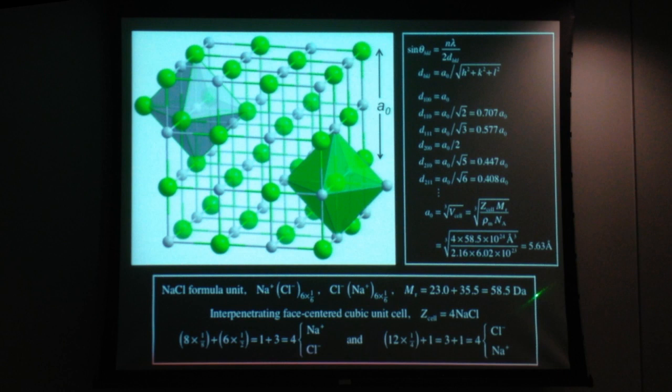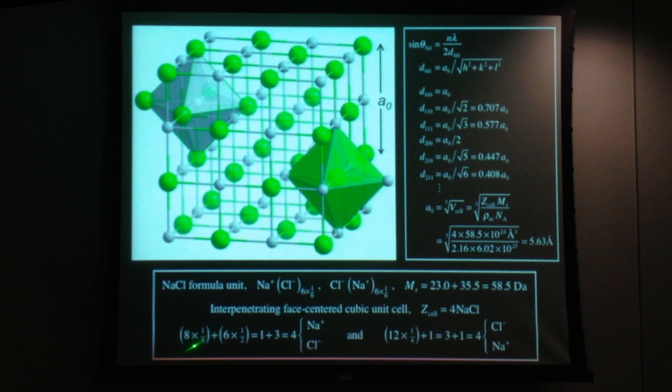And again, this is just another view of how the structure builds up. If we're considering the sodium ions to be, let's say, starting from here, let that be an origin, then we would have at the corners of the unit cell eight times 1/8, each sodium shared in altogether 8 unit cells, so 1 sodium. And then in the face centers, there are 6 face centers, but each chloride in the center of the face is shared between 2 unit cells. Okay. So we have a total of 4 units of sodium chloride.